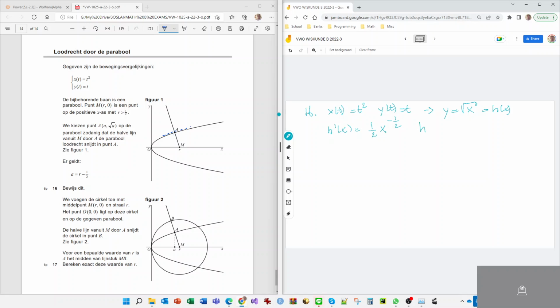So in particular at point A, we have then that it's 1 divided by 2 times the square root of A. And just assume here that A has to be greater than 0, except potentially in the origin, but that probably won't happen. Let's check later.